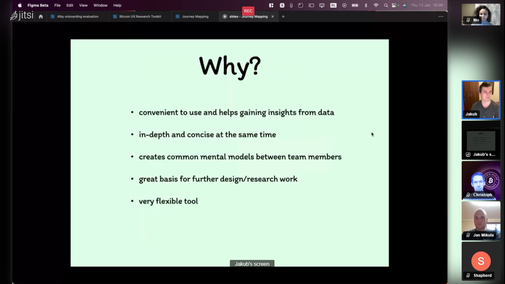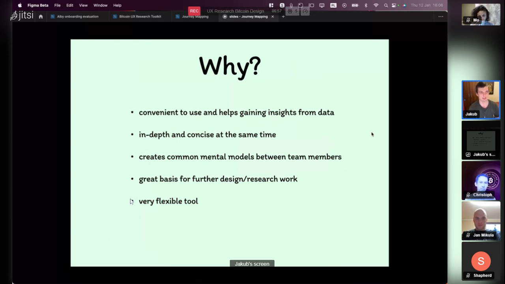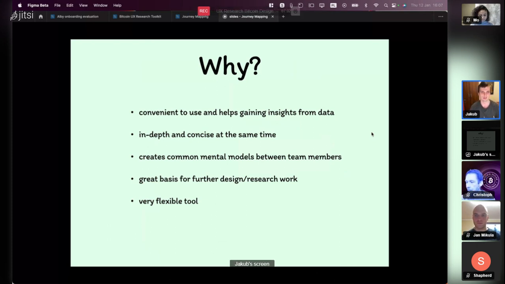And why would we do this? Because in this way, we create a point of view that is very convenient for interpreting user data and gaining insights. And depending on how detailed you create it, it can be at the same time in-depth and concise in how it presents the data, which makes it a great means of communication of our research findings with the rest of the team, and can help align mental models around the experience with team members. It's also a great basis for the research and for design and product work.